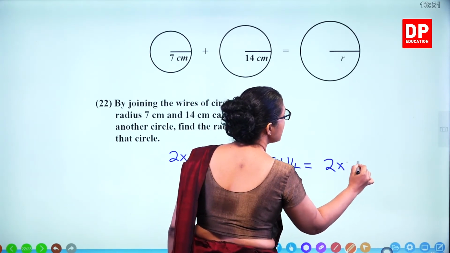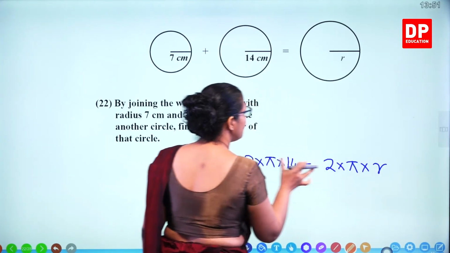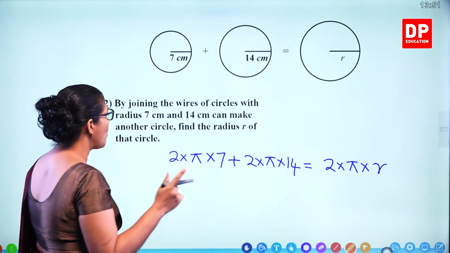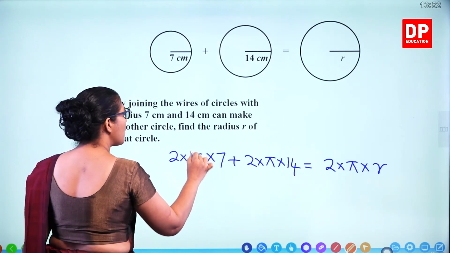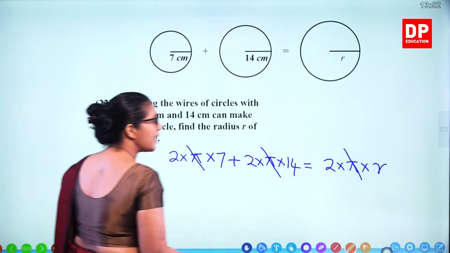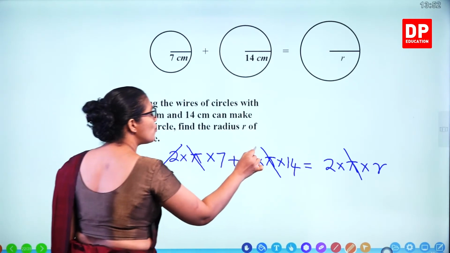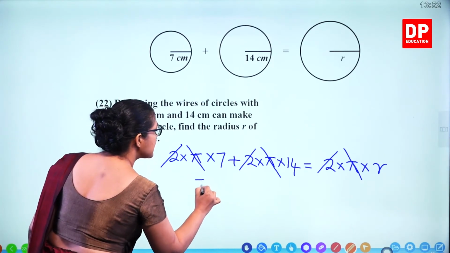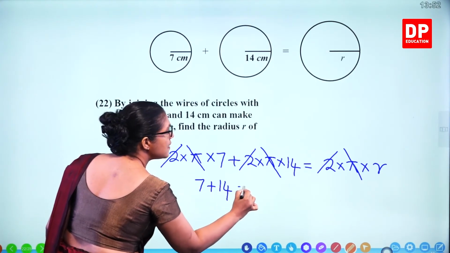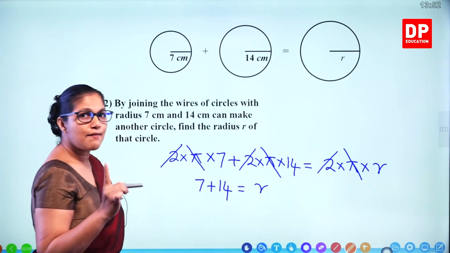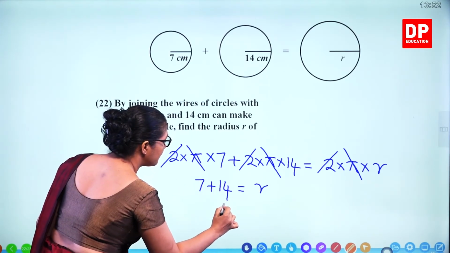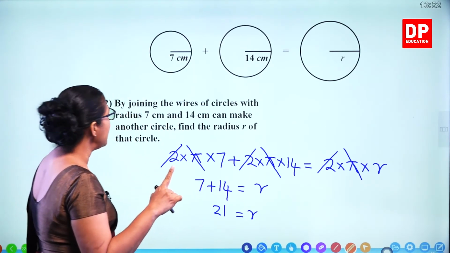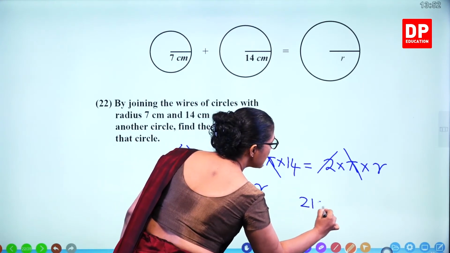2 times pi times r. The total circumference is equal to the circumference of the big one. Now can you see, when you divide the whole equation by pi, pi gets cancelled out. Divide the whole equation by 2, and 2 also gets cancelled out. What's remaining? 7 plus 14 is equal to r. What's 7 plus 14? You get 21. So the radius of the new circle is 21 centimeters.